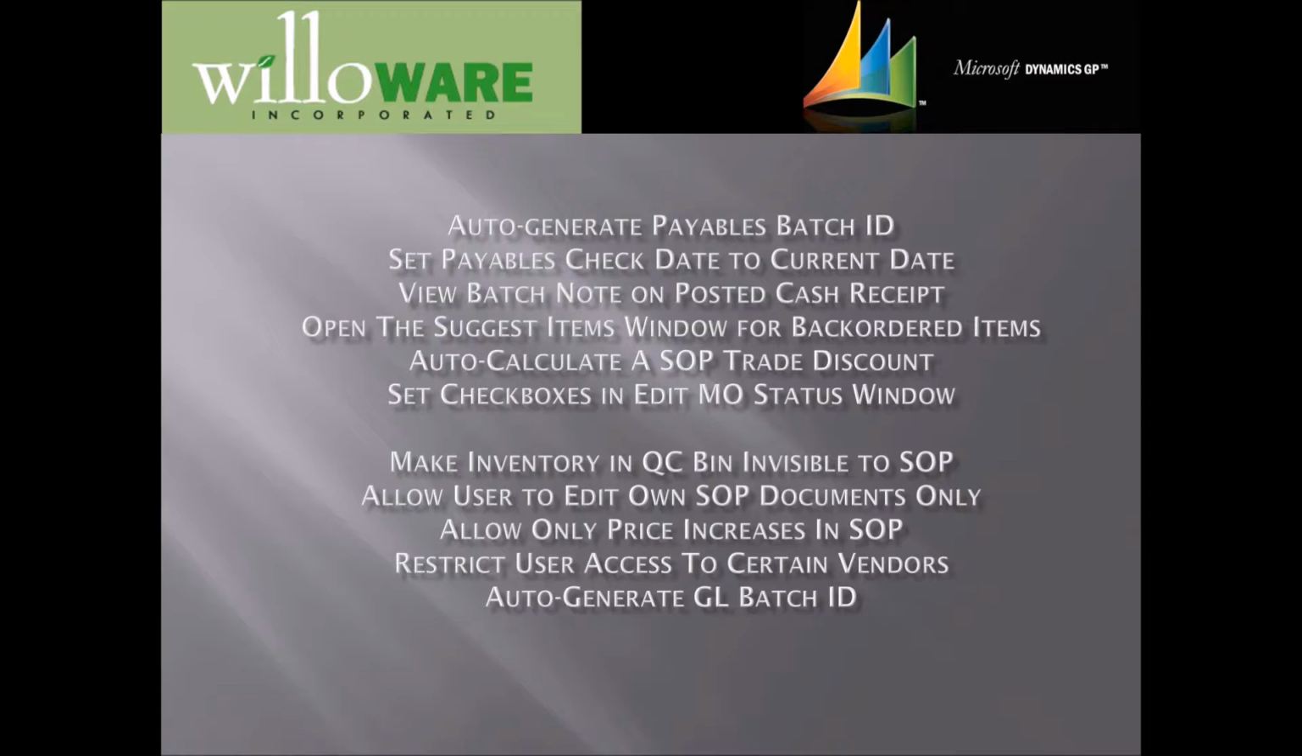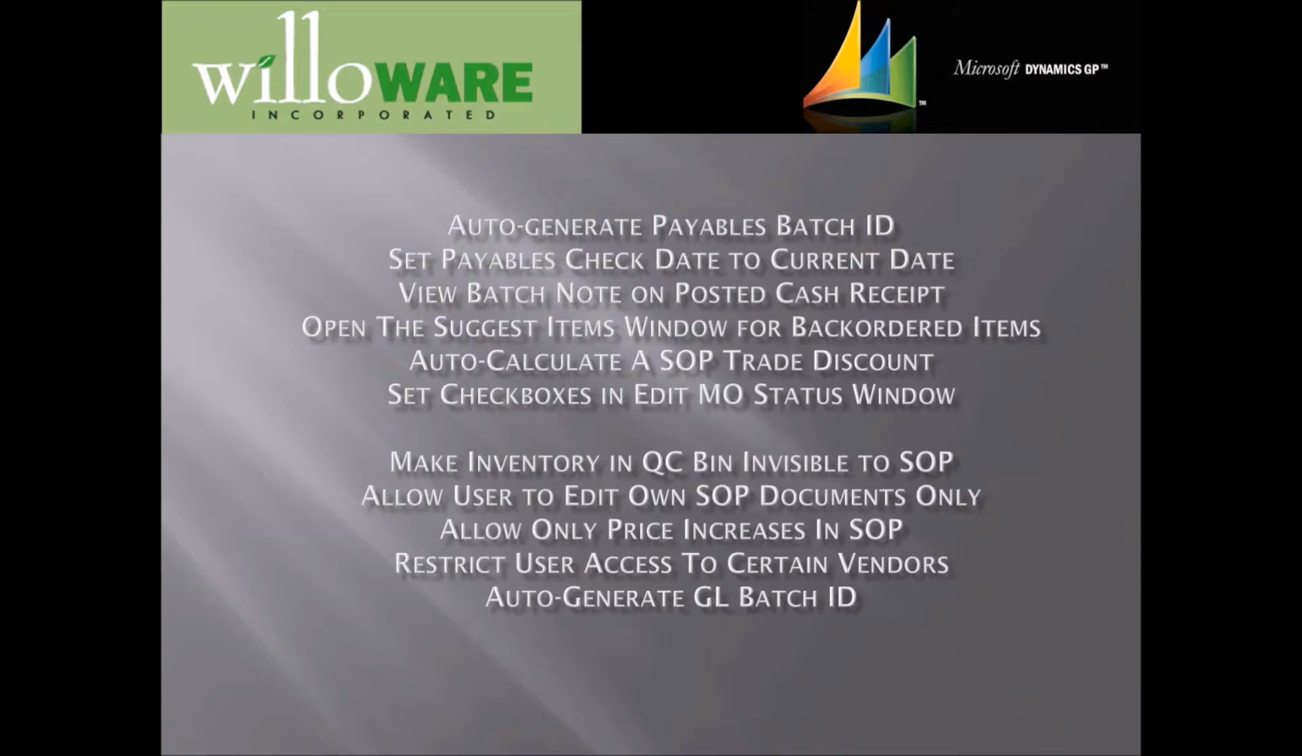And then there's a few more just to provide some additional examples of the types of things you can do with virtual triggers. Make inventory in a quality control bin invisible to sales order processing. In this case, they had inventory that wasn't approved yet to be sold, and they didn't want users to accidentally select the inventory for fulfillment, or for that matter for GP to automatically select it for fulfillment. So this scriptlet makes that inventory invisible, so it cannot be used in sales order processing.